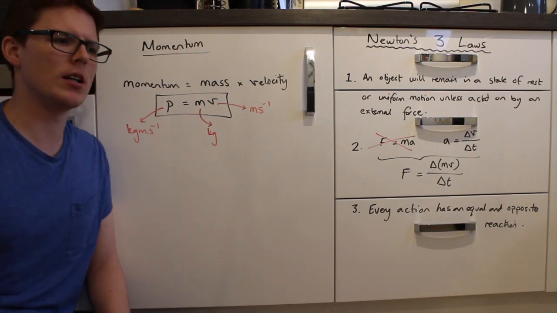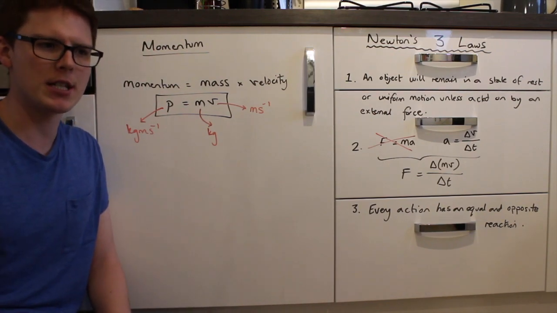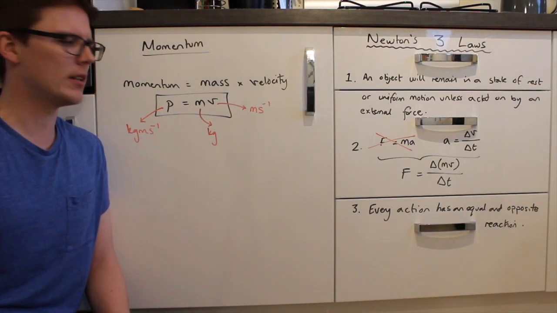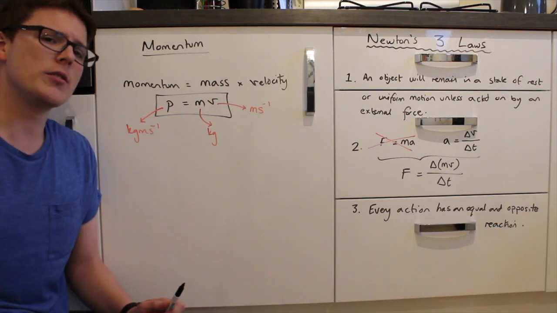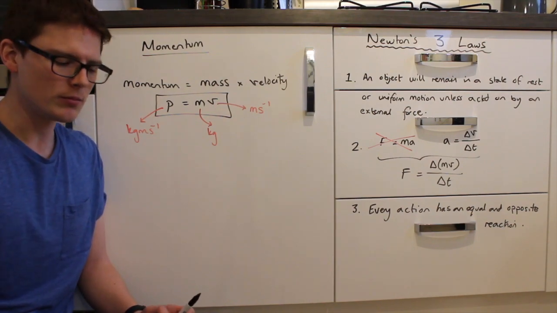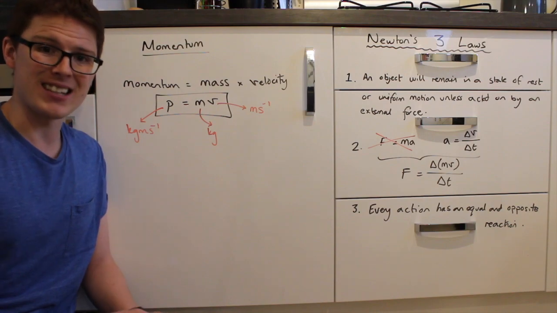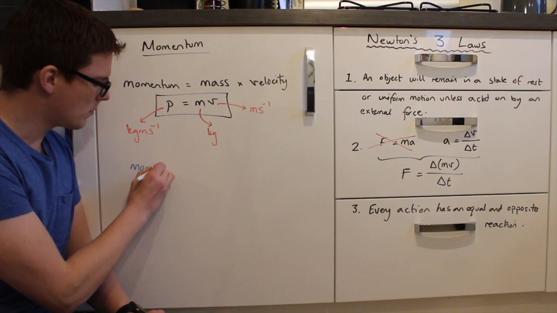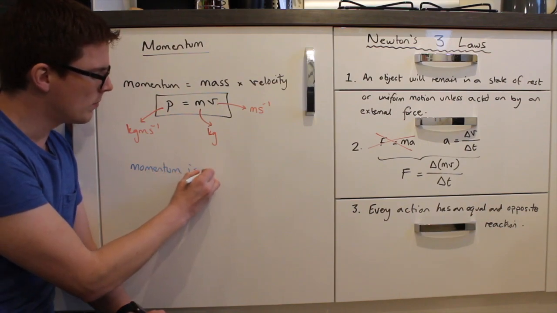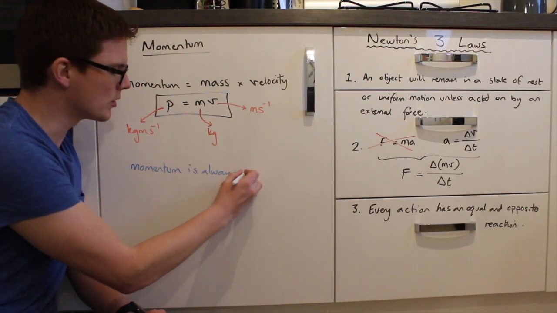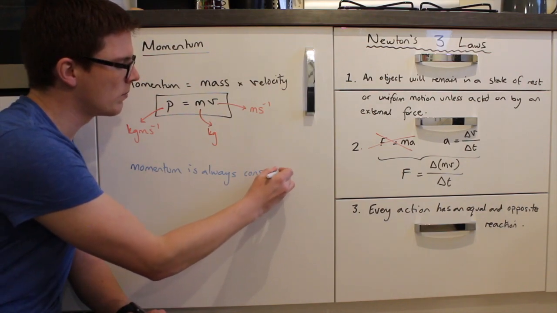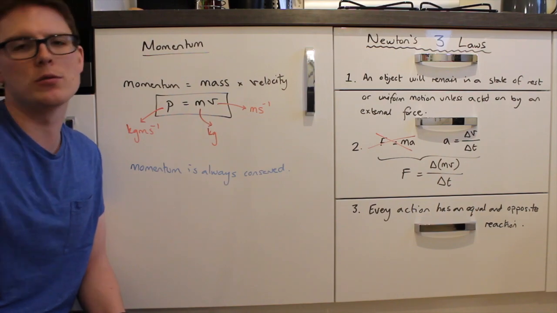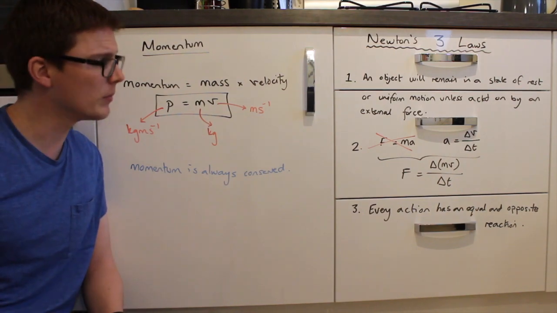Now, momentum is a very important quantity in physics, and it's because it's very similar to energy to some extent. Energy is a conserved quantity. You can't create it, you can't destroy it. Well, it just so happens that momentum is the same thing. You can't create it, you can't destroy it. Momentum is always conserved. So that's often written as the conservation of momentum.